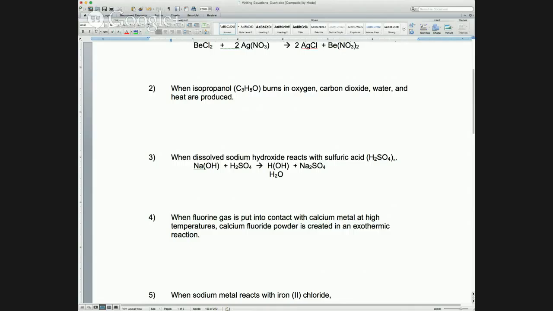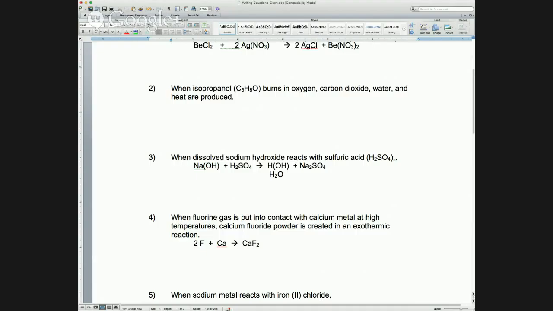All right, the next one. It tells you what it is, but fluorine is put into contact with calcium metal at high temperatures. Okay. Gives you calcium 2+ with fluoride 1-, CaF2. So this was not a predict the product. It tells you what it is. Okay, so you look at it, you're like, oh, great. I can just put a 2 out in front of this, and I'd be done.